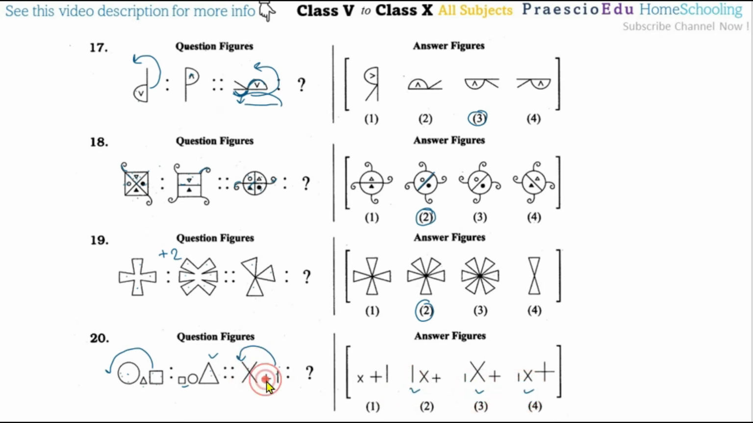Then cross and then plus sign. So then cross and the plus sign, cross and the plus sign, cross and the plus sign. Okay, but in the final last figure the plus sign should be bigger in size than the cross. So here the plus sign is smaller, here the plus sign is smaller. So that's why option number 2 and 3 are incorrect. So option number 4 is correct, because here the plus sign is showing bigger.